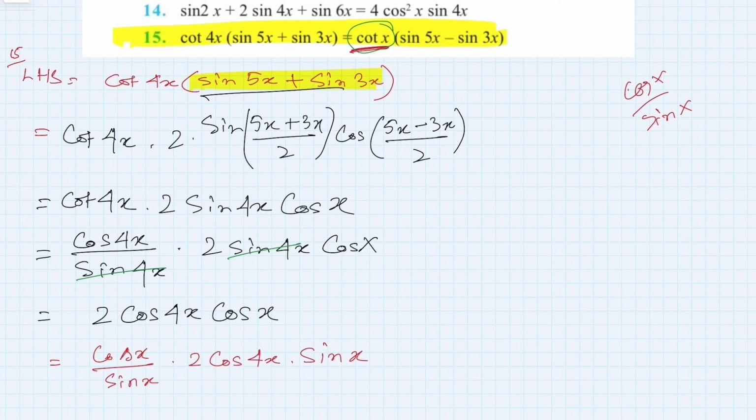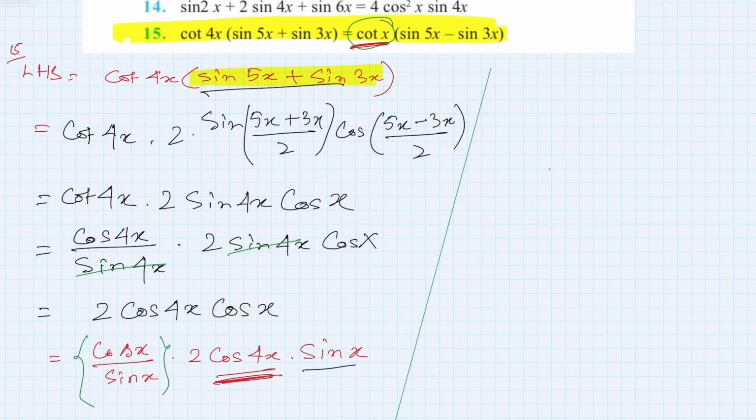Okay, so hope you have understood this. So let me do the next part on the other side here. Now as you can see, as we have got here cos x by sin x, which is equal to cot x, then 2 cos 4x, this one. Cos 4x can be written as cos of (5x plus 3x) divided by 2. 5x plus 3x is 8x, divided by 2 is 4x.